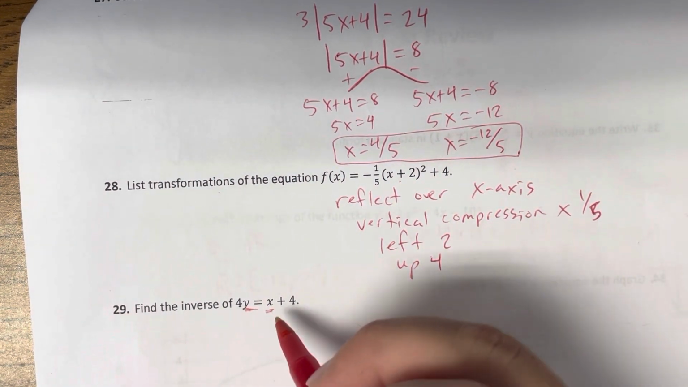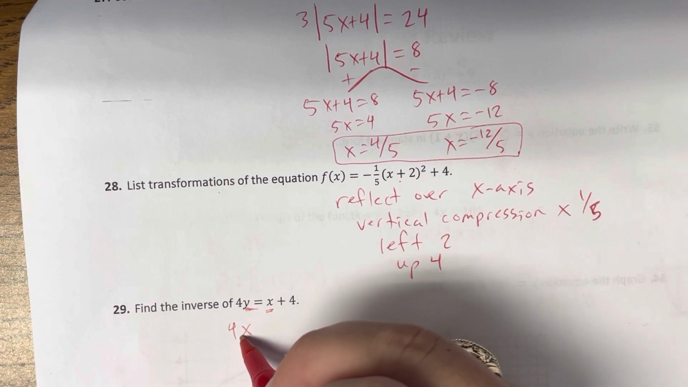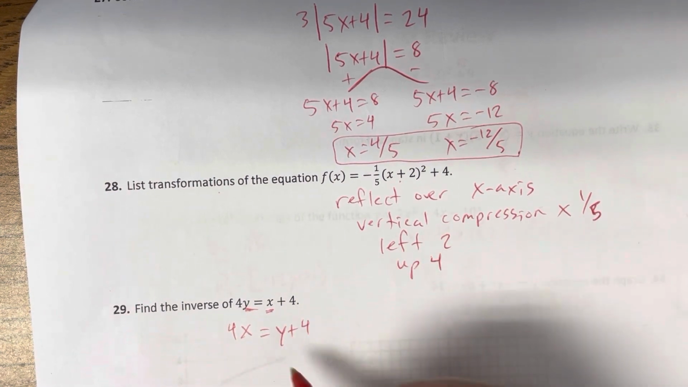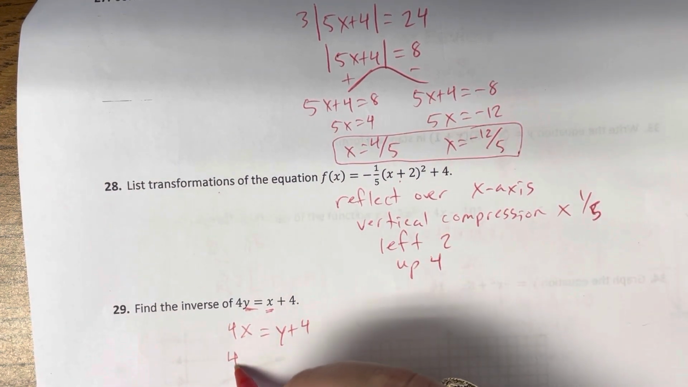Inverse, we'll switch the x and y. So 4x equals y plus 4, and then we'll solve for y. So we'll just subtract the 4 over.